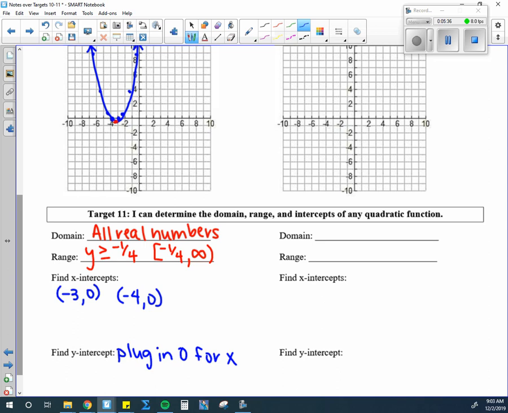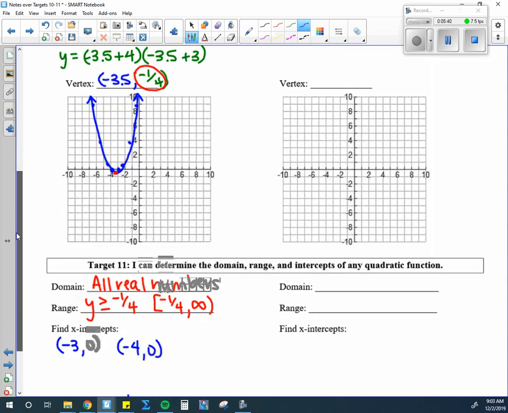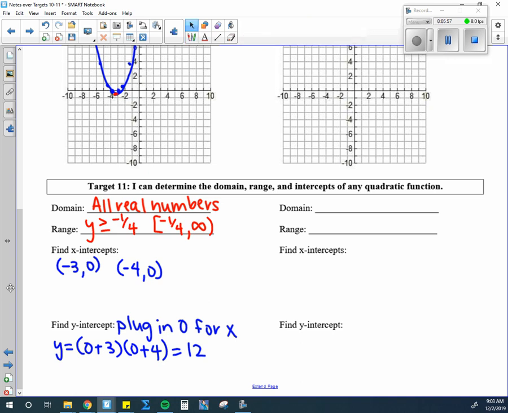So I'm going to go back up to my equation, and I'm going to plug in 0 for x, and I'm going to see what I get for my y value. And that will give me 12. So my y-intercept is (0, 12).